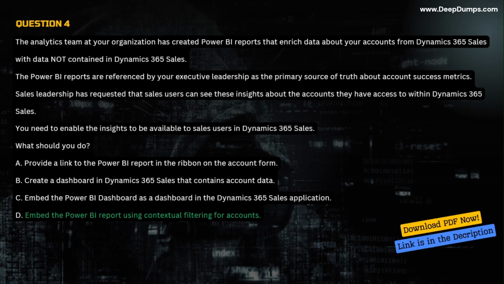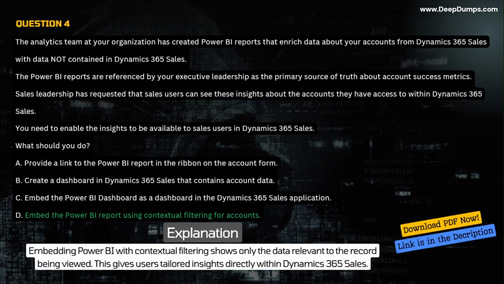Correct answer D. Embed the Power BI report using contextual filtering for accounts. Explanation. Embedding Power BI with contextual filtering shows only the data relevant to the record being viewed. This gives users tailored insights directly within Dynamics 365 Sales.